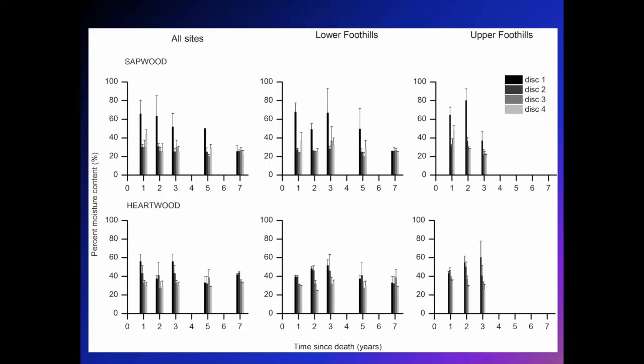So just pay attention to the top row right now, because I'm just focusing on the sapwood. So again, the same order of discs. This is your lower foothills, and this is the upper foothills. And this is a combined. So again, you've got a fairly rapid dry down to around fiber saturation point, with the exception of that basal disc remaining moist for quite some years post-mortality.